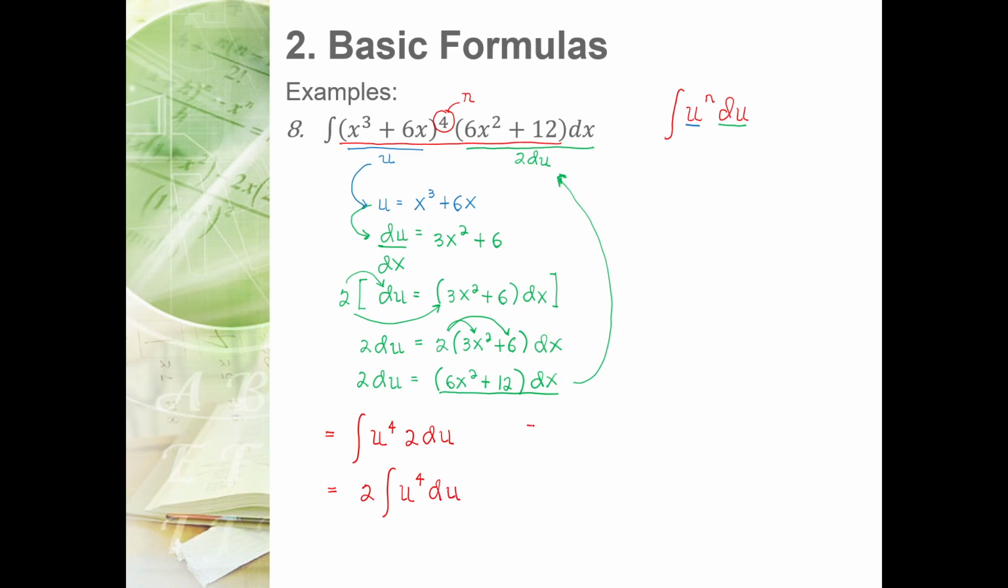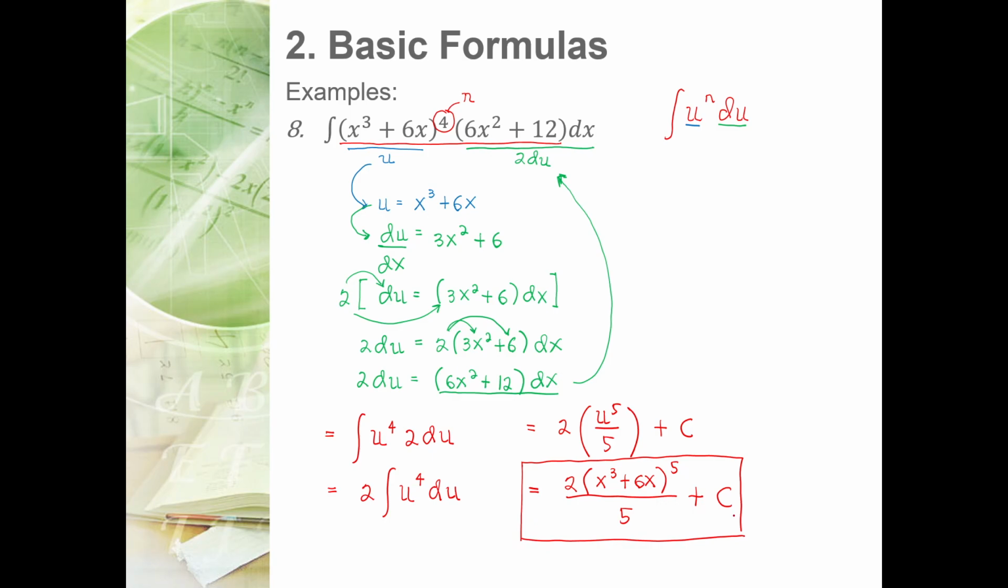So integrating, the answer is 2 times u to the 5th all over 5 plus c. So again, bringing back the value of your u parameter, that's 2 times x cubed plus 6x raised to 5 all over 5 plus c. So this is the final answer. Okay, any questions so far or clarification?